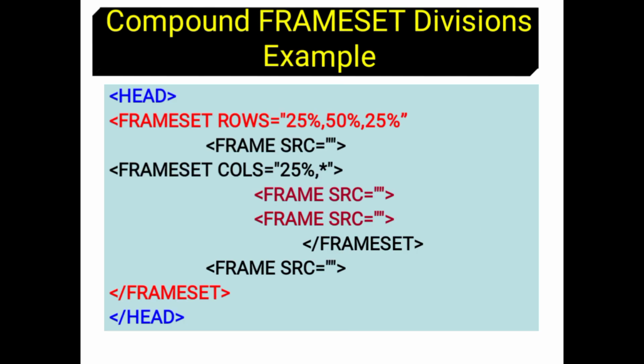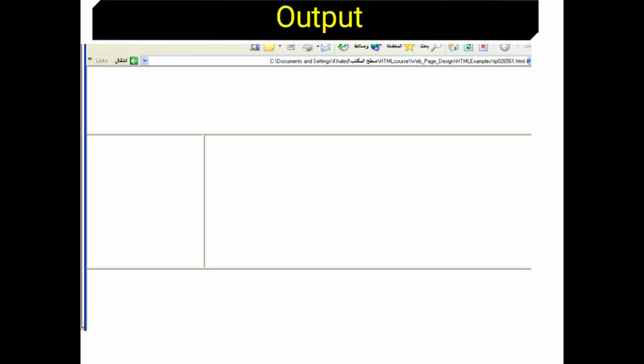Then this is the example program for compound frameset divisions. Here we are using frameset row sizes of 25%, 50% and 25%. Then the frame source is null. Then frameset columns 25%, asterisk. Here again a null value is used for the frame source. Then we close the frameset and head tag. This is the output for the previous program.